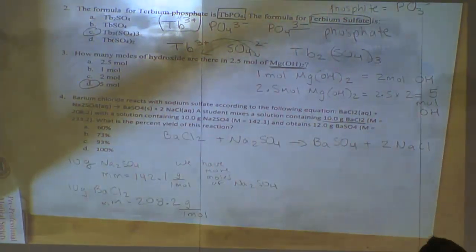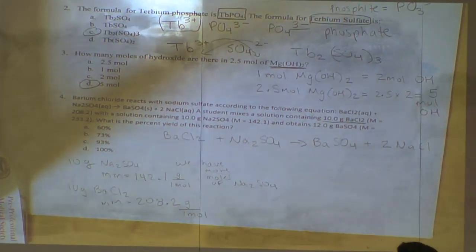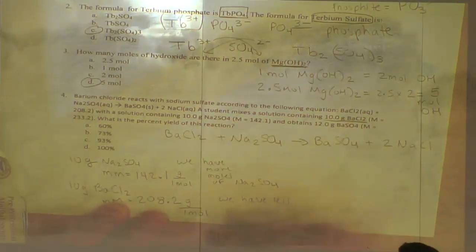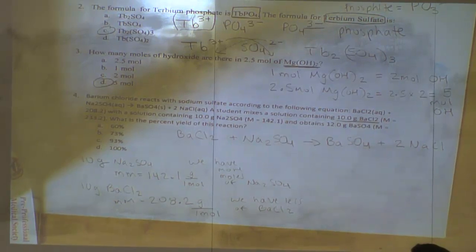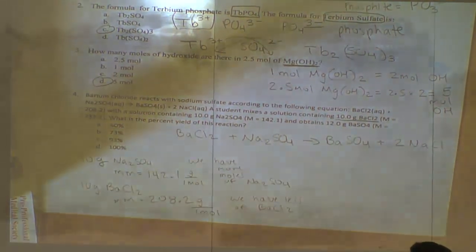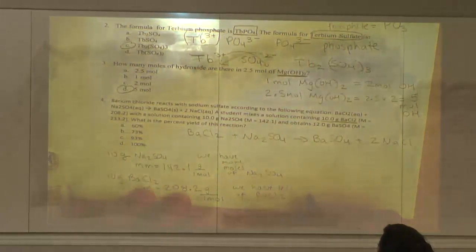Does that make sense? So then that means that we have less moles of which one? BaCl2. So if we have less of BaCl2, does that mean it's going to make more product or determine how much product we make? Yeah, that's the one that's going to determine how much product we make. What do we call that reactant? Awesome. So that would be our limiting reactant here.